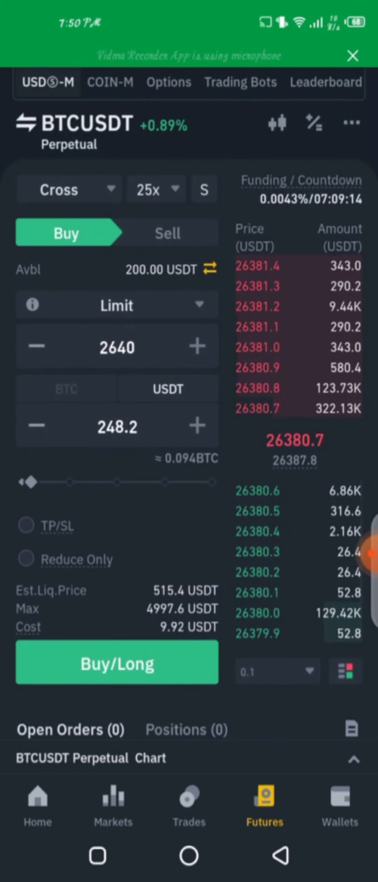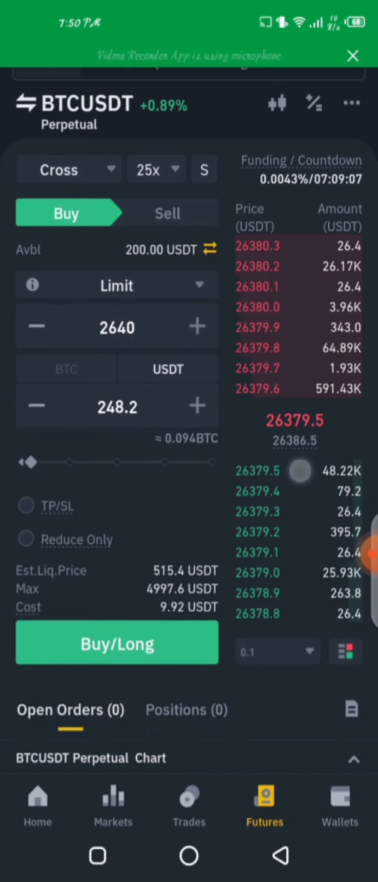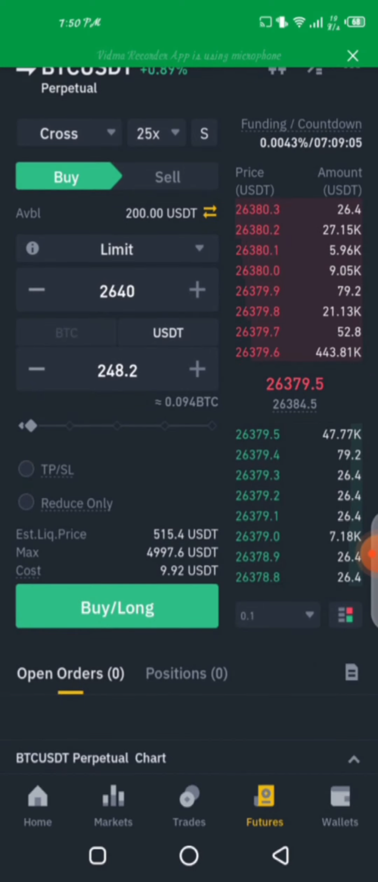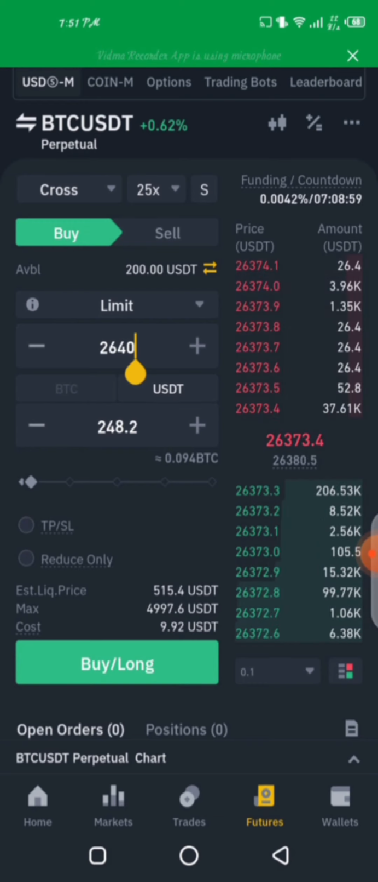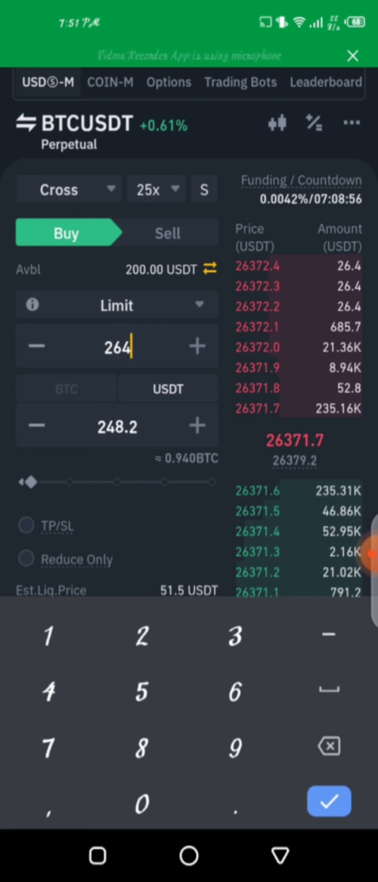So what do I do? I want to take a trade when it gets to this price. Now the current price, if you look here, look at this point. The current price of Bitcoin is 26,375. So let me say 26,380. Let me just use that.